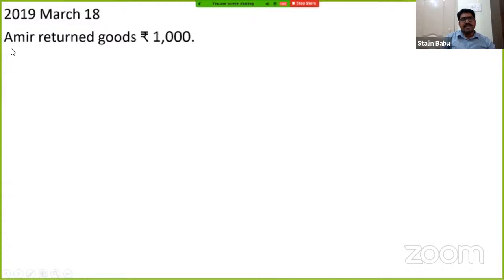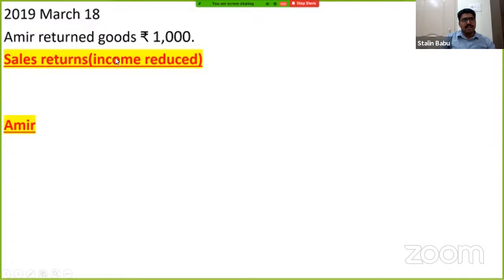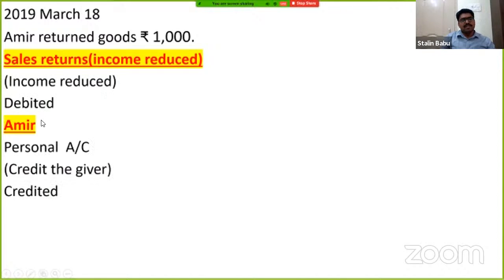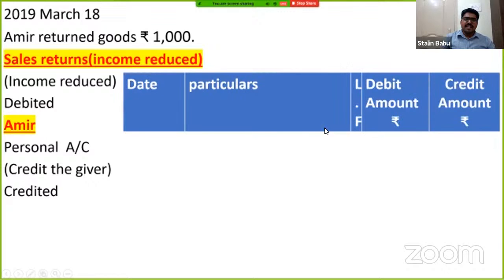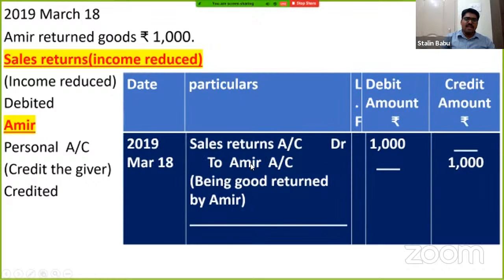Who is Amir? Here he is the giver of the goods. So the two accounts involved are sales returns account and Amir account. Generally, sale is an income, so sales return means we have to reduce the income. So it should be debited. Amir is a personal account: debit the receiver, credit the giver. Here he is the giver of the goods to the business, so his account should be credited. So the entry is sales returns account debit to Amir account.